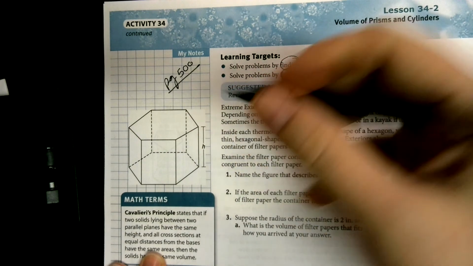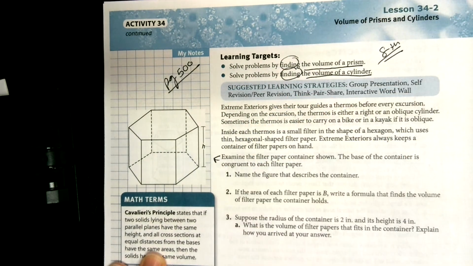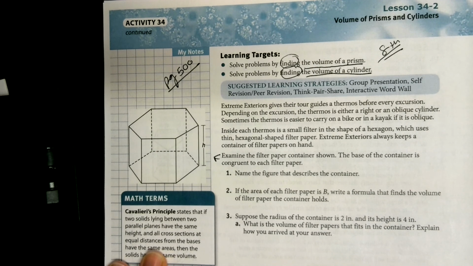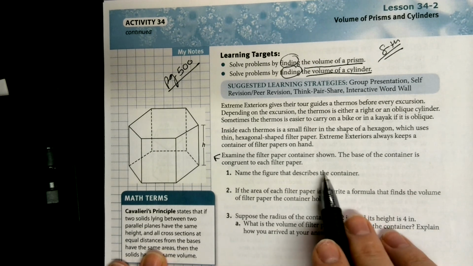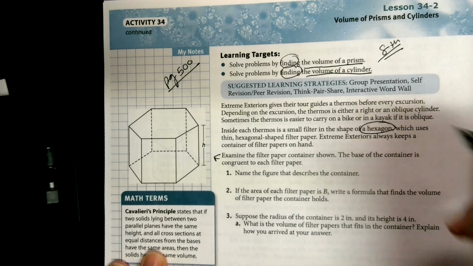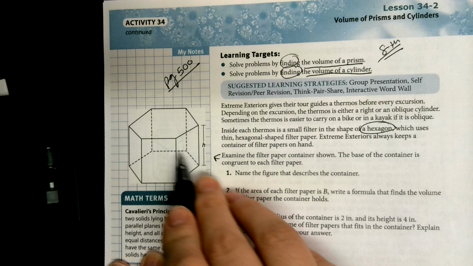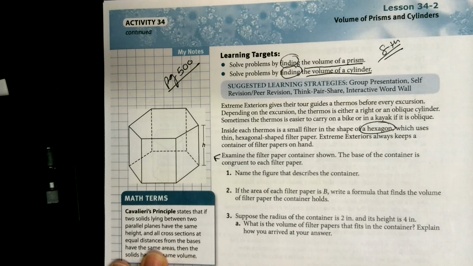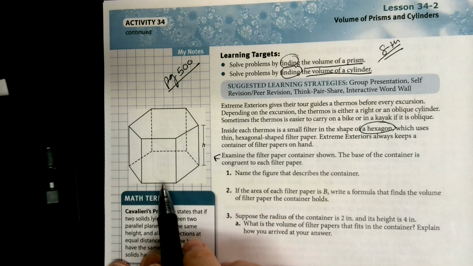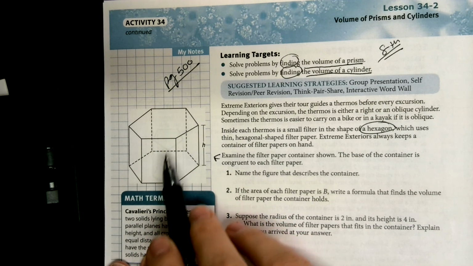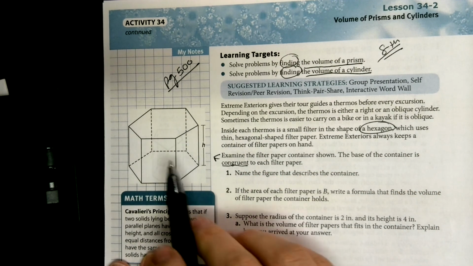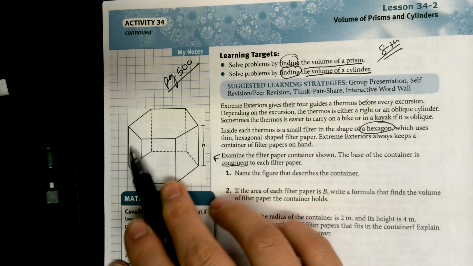So the filter paper is shown to the side here, and the base of the container is congruent to each paper filter. So it says name the container. Well, it tells us right above that the base is the shape of a hexagon, 1, 2, 3, 4, 5, 6 sided figure. And if we're looking at this, we can see that the bases are parallel to each other. They are congruent to each other, and the sides are made up of rectangles.